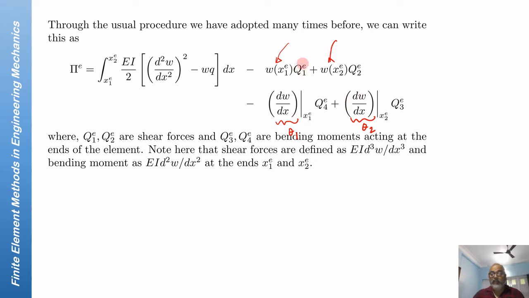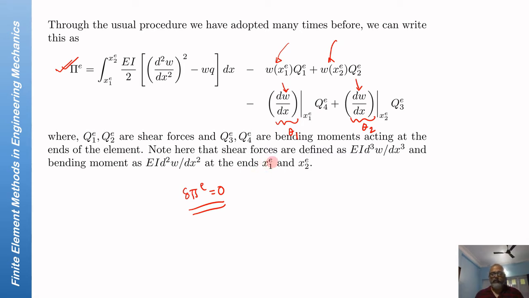But at the same time, Q1e, Q2e, Q4e, Q3e might be specified as well. So these are natural boundary conditions, whereas specifying these are essential boundary conditions. So now we have the entire variational statement for an element, and we are going to now take del pi e equal to 0, and that will be the starting point of our finite element formulation.